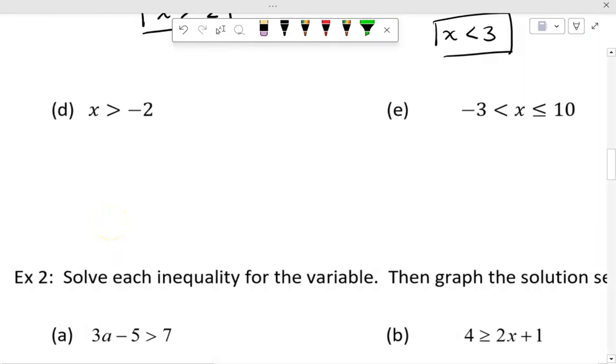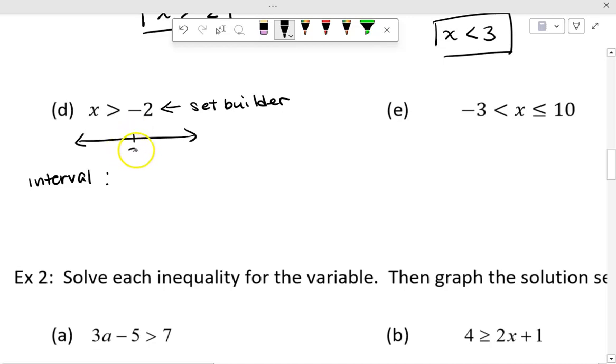We're going to head to D, and this time we're working the other way. We have Set Builder this time, and we want interval, because again, we're going back and forth. So to get interval, I like to make a number line every time. I'm going to make a number line, and I'm going to put -2 on it.